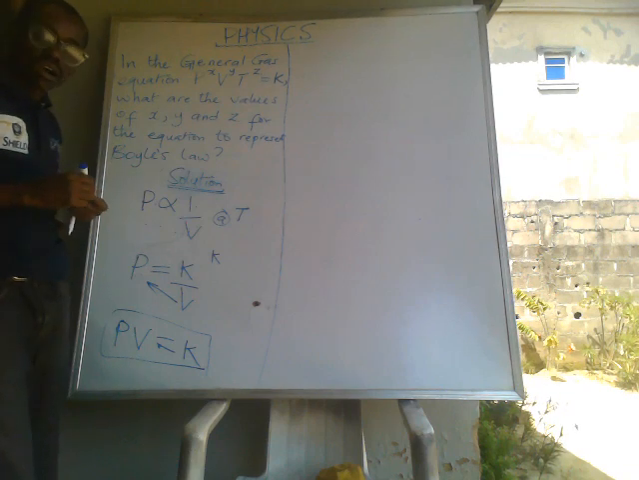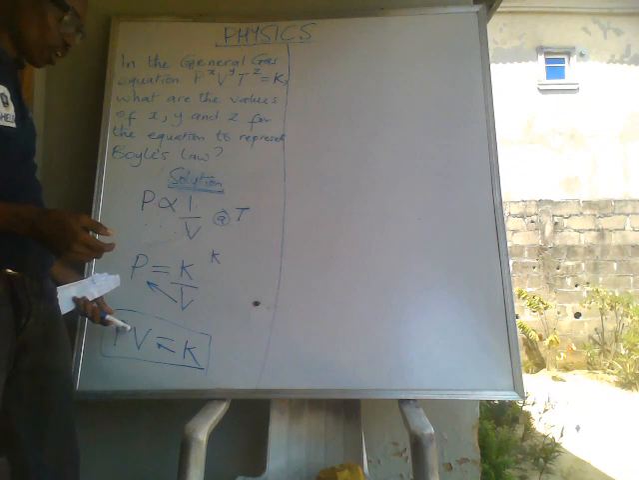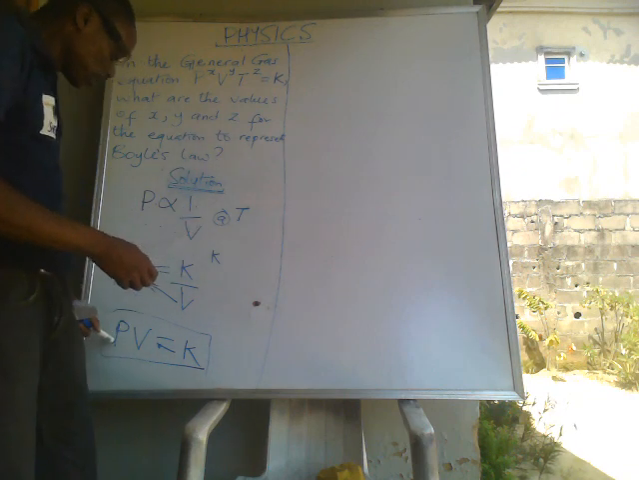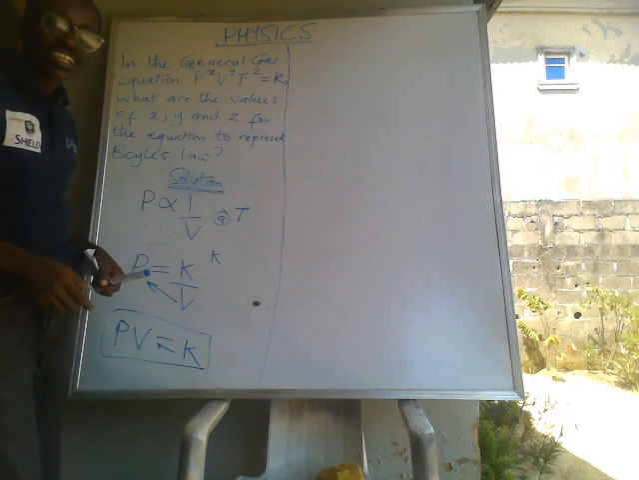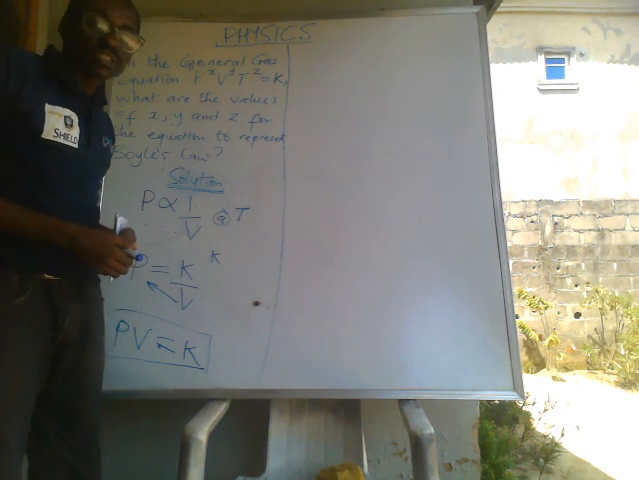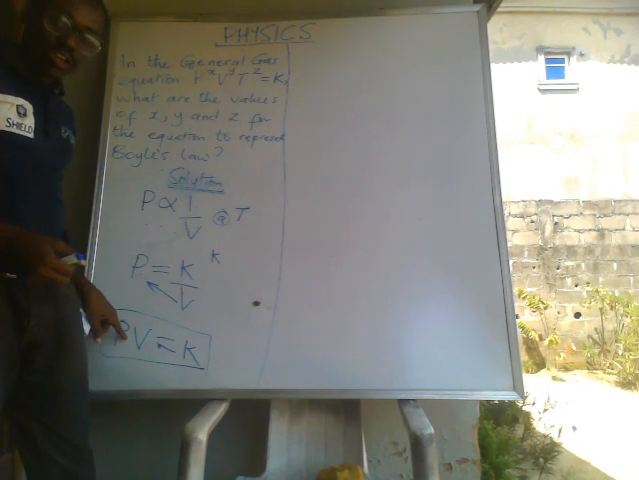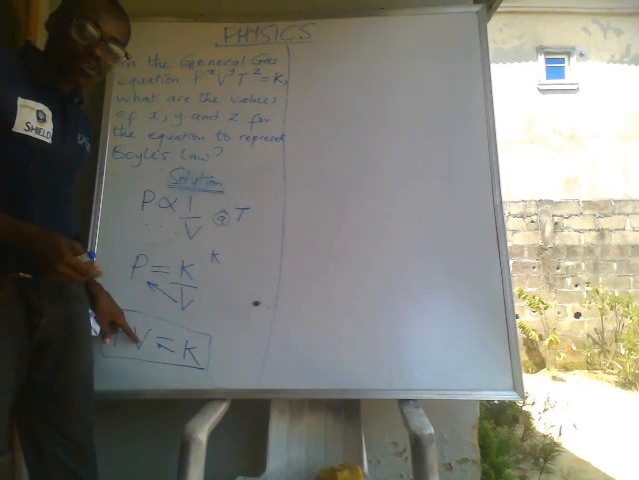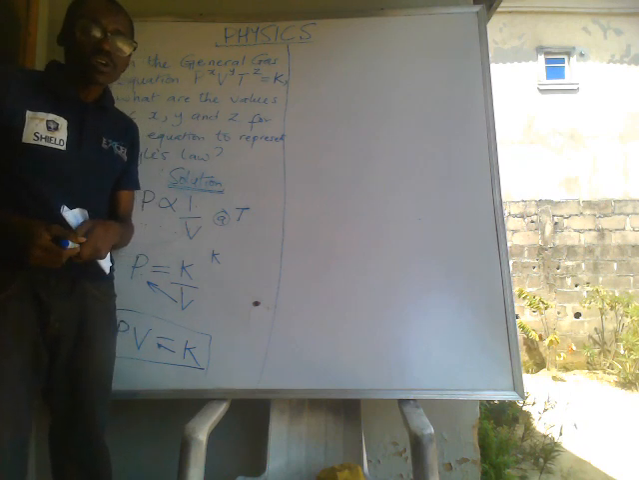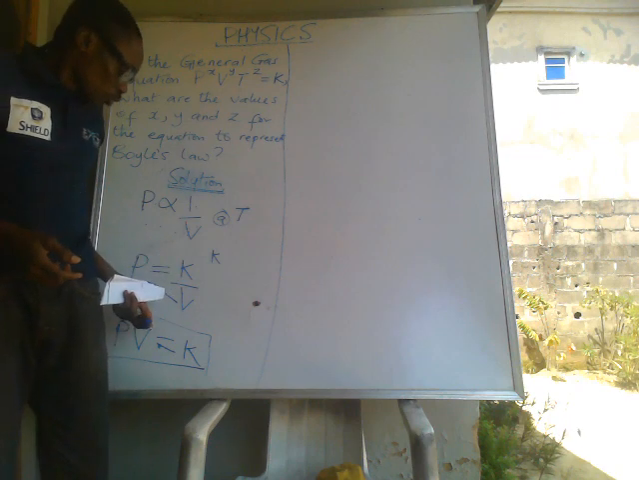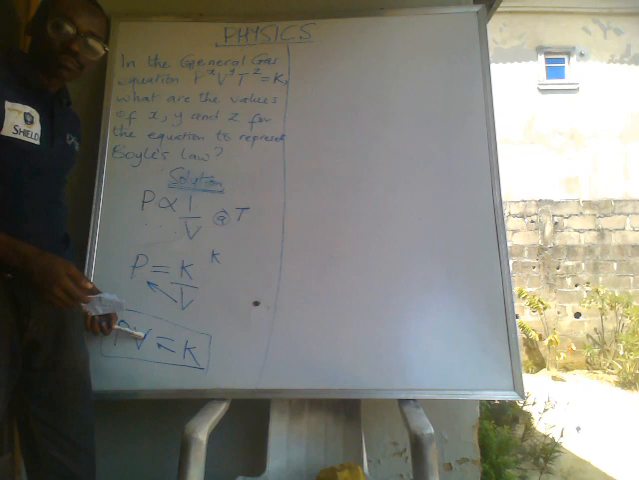Now if you look at here, we have P, we have V, but there is no T. We have pressure as P, we have volume as V, but there is no temperature. So how do we introduce temperature?